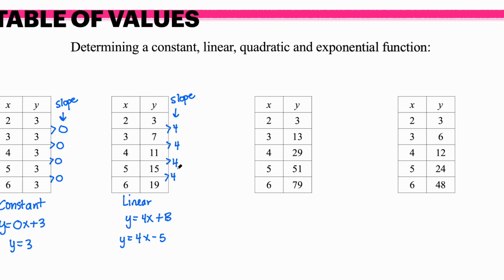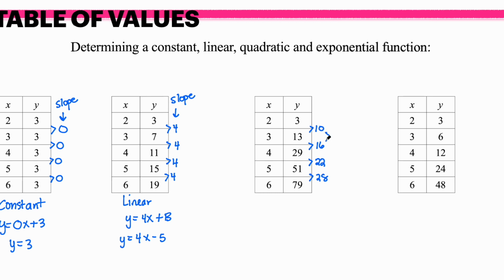And when I say that, this is what happens when it's not. So in the third case, to go from 3 to 13, it is a difference of 10. But from 13 to 29, it is a difference of 16. From 29 to 51, it's a difference of 22. And 51 to 79 is a difference of 28. Now, this set right here is not the same number like it was here, a slope of 4, or here, a slope of 0. It's not, which means this cannot be a linear or constant function. So you need to go one more.